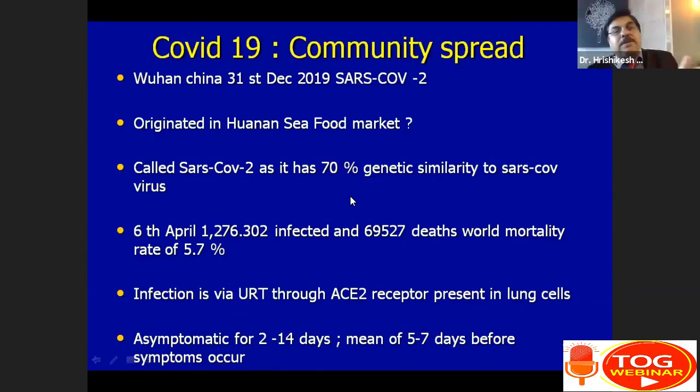This was called SARS-CoV-2. On 6th April, that is yesterday night, there were 1.2 million cases infected and 69,527 deaths as per the Wikipedia information that I got, and the mortality rate is around 5.7%. It normally infects the human through the upper respiratory tract using the ACE2 receptor present on the lung cells, and normally it is asymptomatic for 2 to 14 days. It has an incubation period, and there is a mean infection period of 5 to 7 days. So normally after infection, in 5 days time, the symptomatic behavior of the virus will start manifesting.